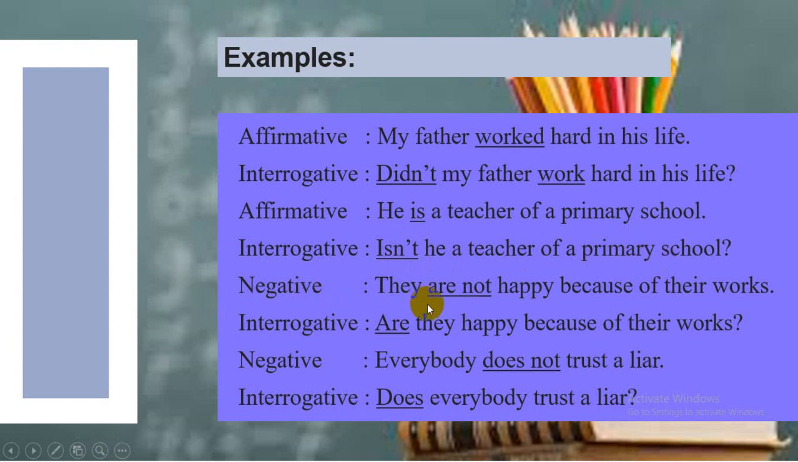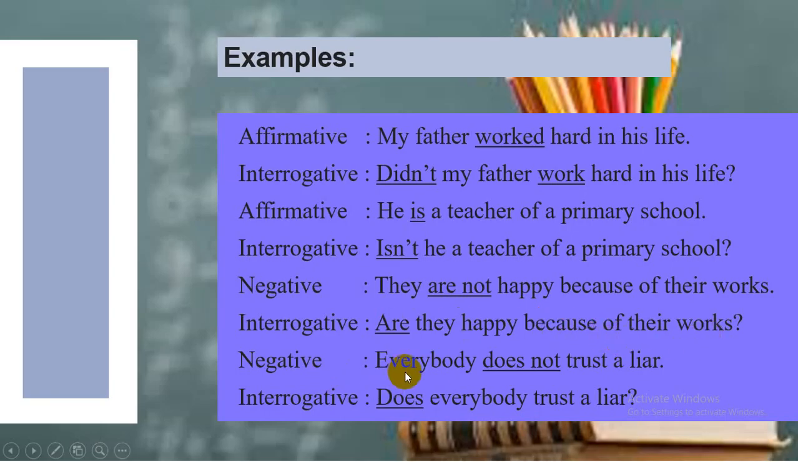Now if the sentence is negative: They are not happy because of their works. The given sentence is negative, so we have to turn it into only interrogative. So not will be omitted and are will be kept at the beginning of the sentence. So the answer is: Are they happy because of their works?